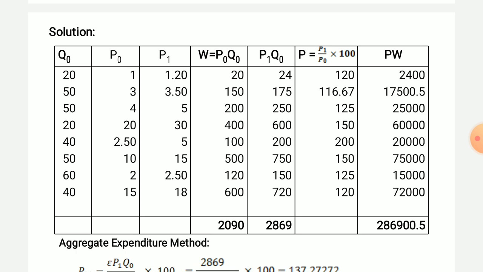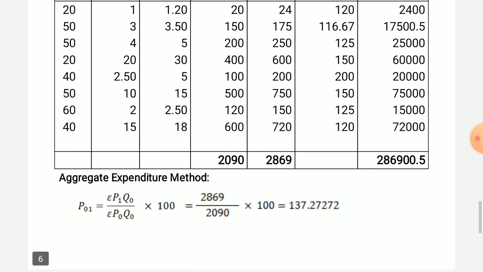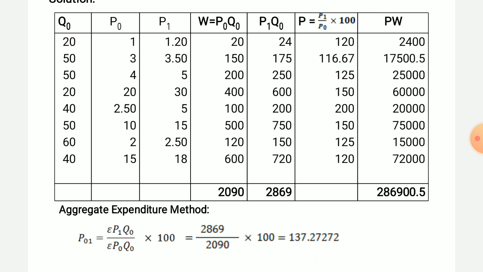Here we can apply any one of two types of formulae. One is P01 or CPI, consumer price index. CPI, or P01, is equal to sigma P1Q0 divided by sigma P0Q0, or else sigma PW divided by sigma W.